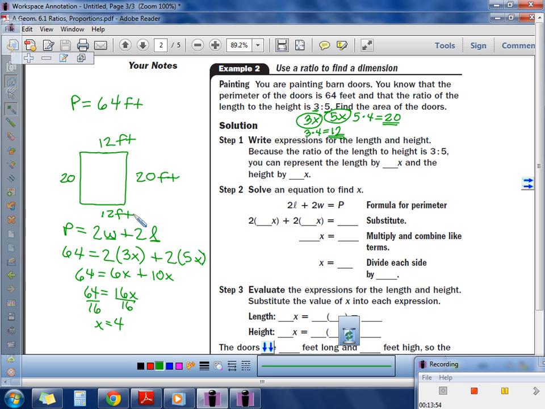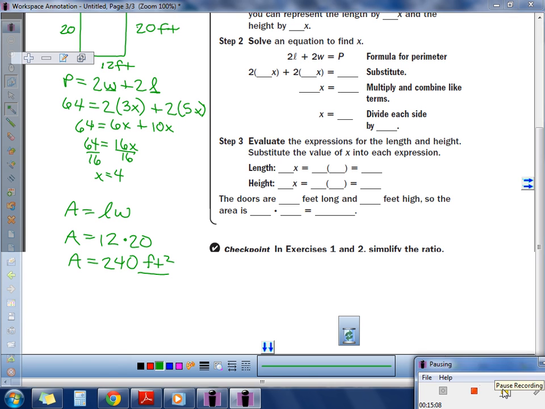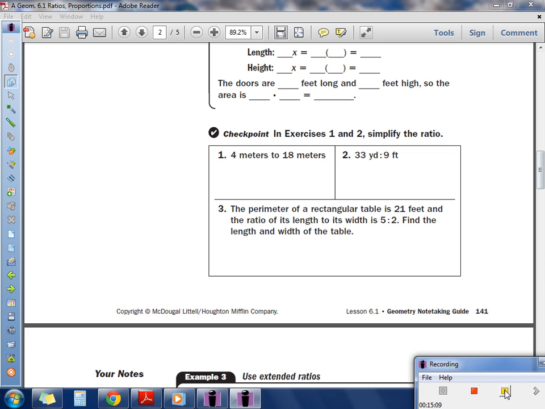The question says, find the area of the door. That's the last part. How do you find area of a rectangle? Base times height, or length times width. So those are our two numbers, 12 and 20. So area equals length times width. The area is 12 times 20, and 12 times 20 is 240, and your units are feet squared. How many square units? 240 square units. Try these checkpoints now. Checkpoints 1 through 3.